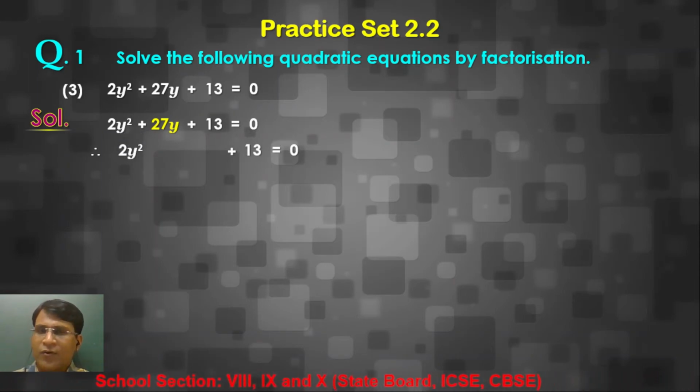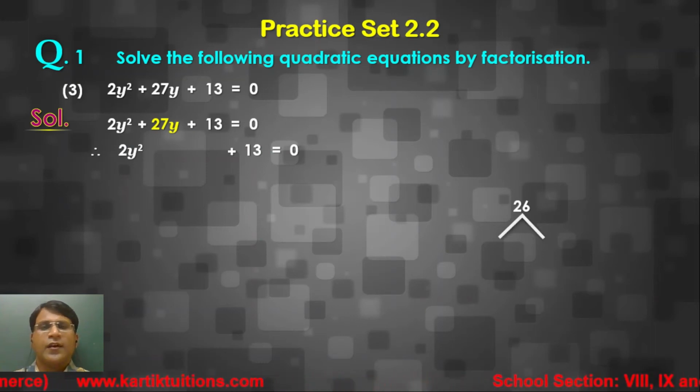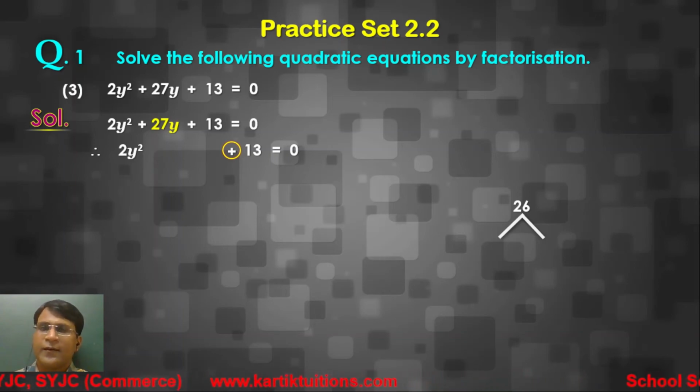Now as per the second rule, what we will do? We'll multiply 2 with 13. What do we get? We get 26. Now we have to split the 26 in two factors such a way that its sum should give us 27y. Why sum? Because before 13 we have plus sign. That is as per our step number 3. Now since it is positive, we are going to add the factors.